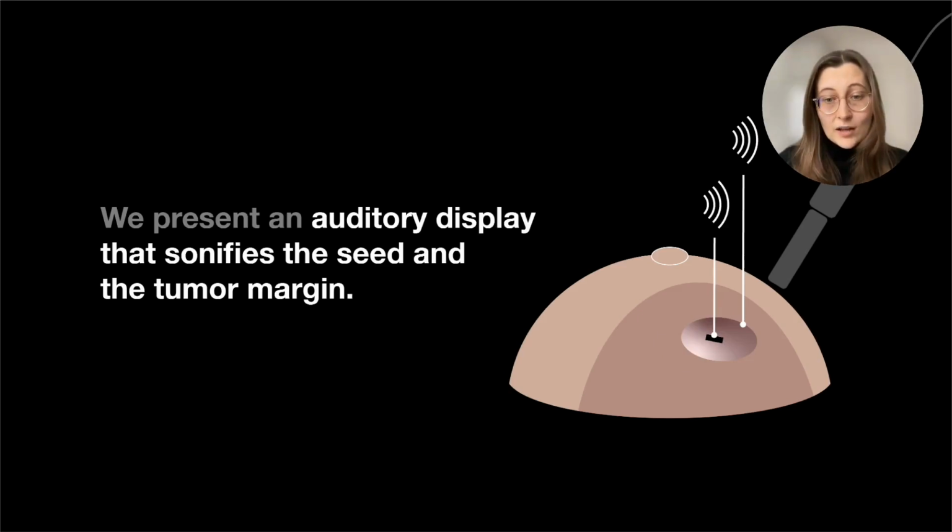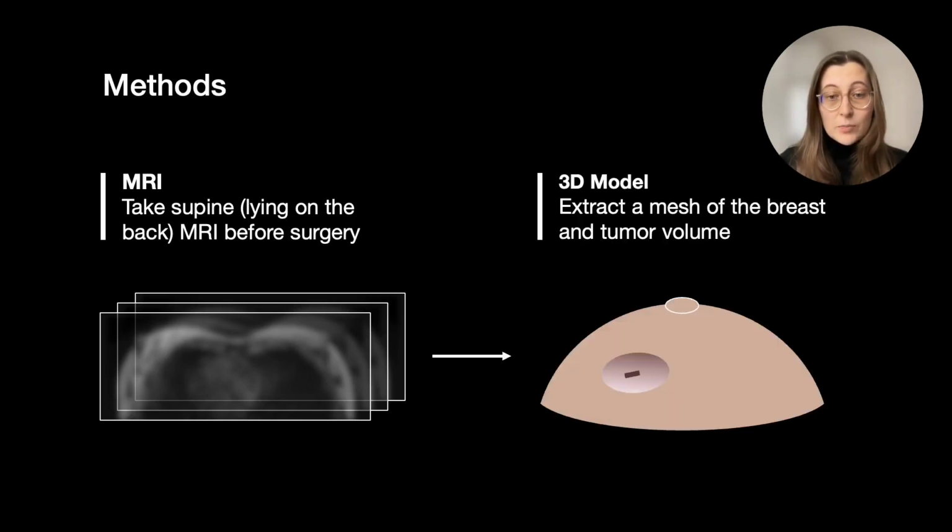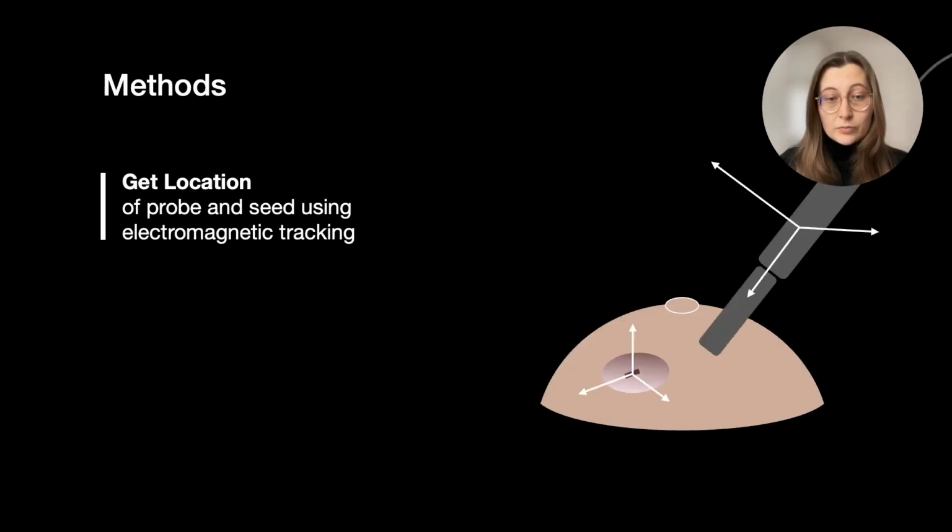And this is why we present an auditory display that sonifies the seed and the tumor margin location. For this, we require a preoperative supine MRI scan, meaning an MRI scan taken while the patient is lying on their back. Based on this 3D medical image data, we can extract a mesh of the breast and the tumor volume. We then get the location of the probe and the seed using electromagnetic tracking.